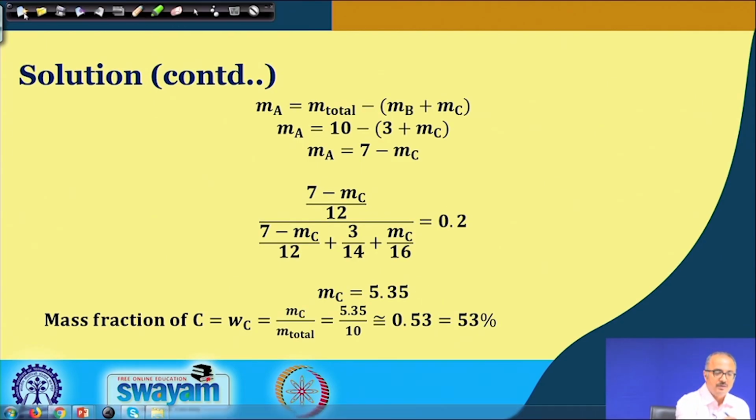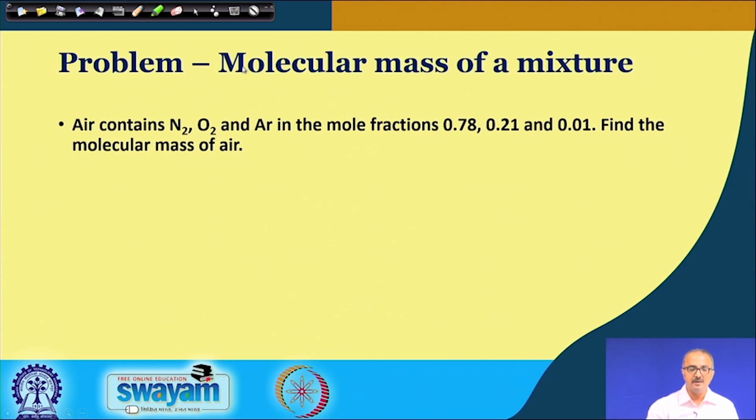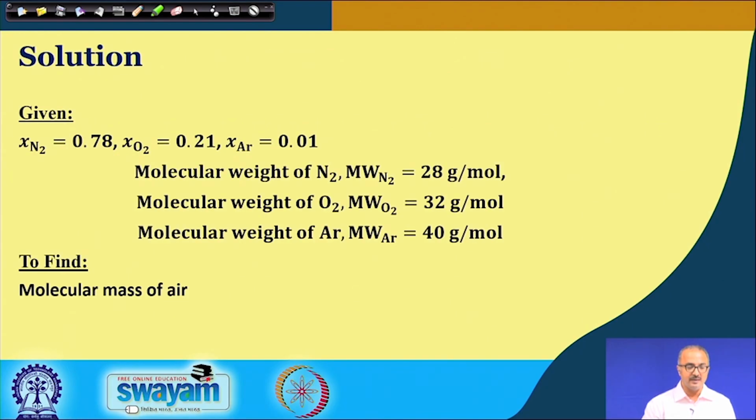Now, coming to the next problem, we have a problem to determine the molecular mass of a mixture. Here we are given air that contains nitrogen, oxygen and argon, and the mole fractions are 0.78, 0.21 and 0.01, and we have to find the molecular mass of air. So, what do we do here? First, we have to know the molecular weight of each of the components. Nitrogen is 28, oxygen is 32 and argon is 40.